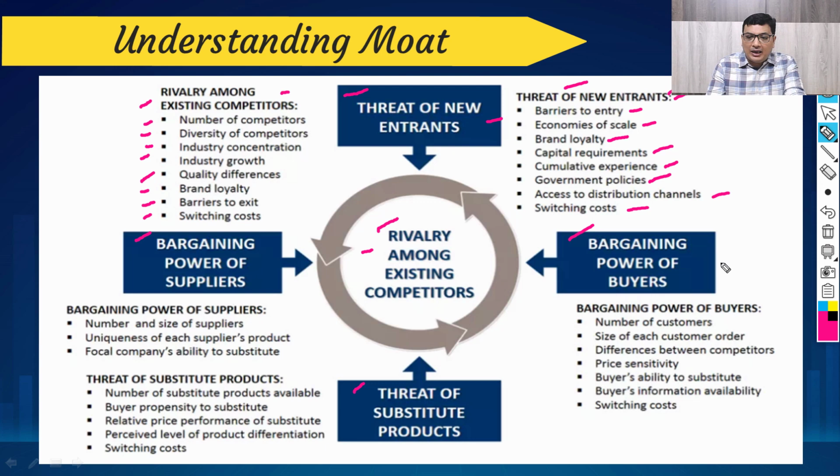Again, bargaining power of the buyers. What do you mean by bargaining power of the buyers? Whether the buyers, the end customer and consumer, are able to dictate their terms or not. If their demand is such that the price is getting lower or not, all these things you have to keep in mind. So, the number of customers, the size of each customer order, difference between competitors, price sensitivity, buyer's ability to substitute, buyer's information availability and switching cost.